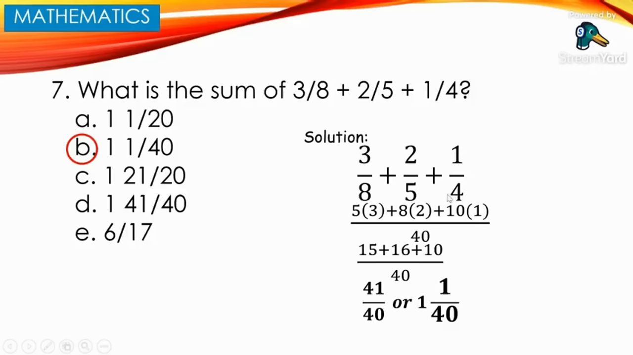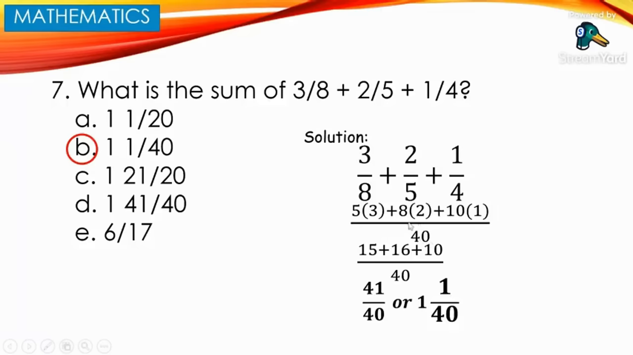So multiples of 8 are 8, 16, 24, 32, 40. Then for 5 is 5, 10, 15, 20, 25, 30, 35, 40. So still 40. For 4, 4 times 10 is 40, or you will say 4, 8, 12, 16, 20, 24, 28, 32, 36, 40. So our LCD, the least common multiple for these three denominators that we have, is 40. So write 40 in the denominator, then we perform the operation.